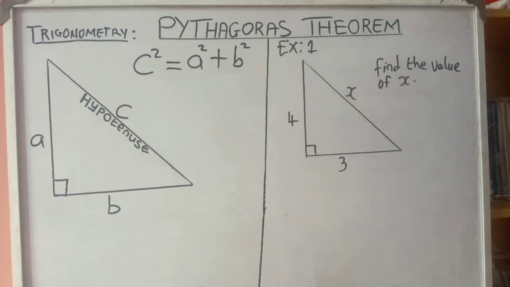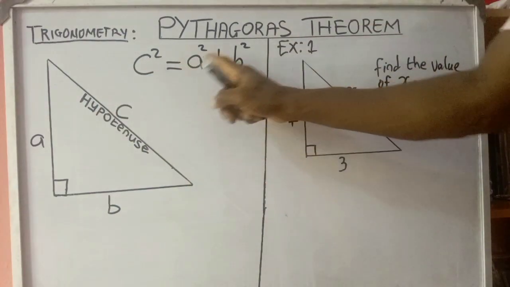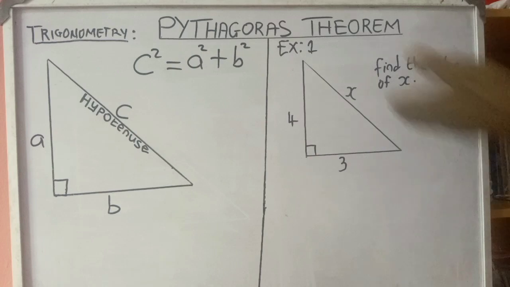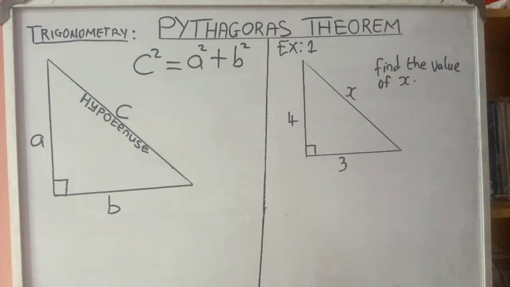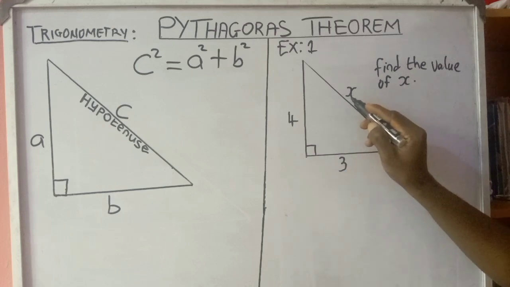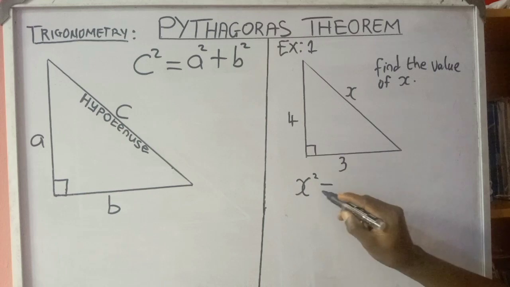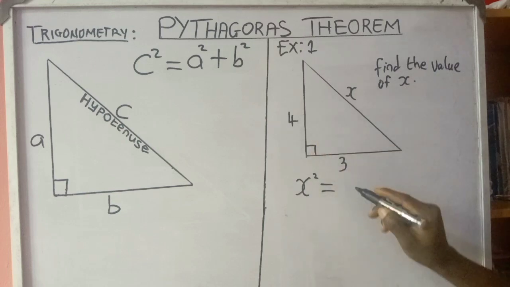Remember what the theorem states, that the square of the hypotenuse side is equal to the sum of the squares of the other two sides. Let's apply it in this example and see what we are going to have. All right, so here is the hypotenuse. The square of the hypotenuse side, which is X squared, is equal to the sum of the squares of the other sides.